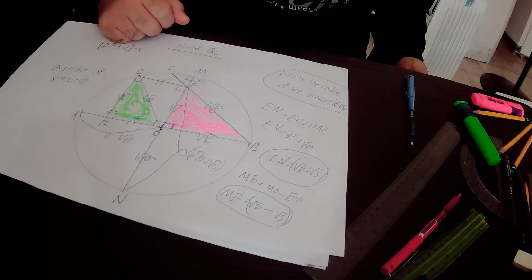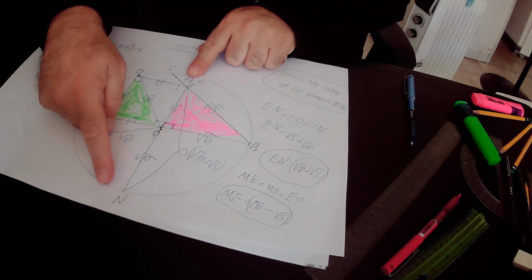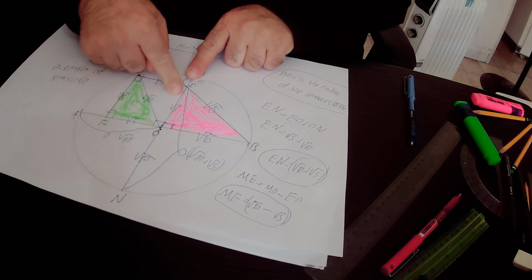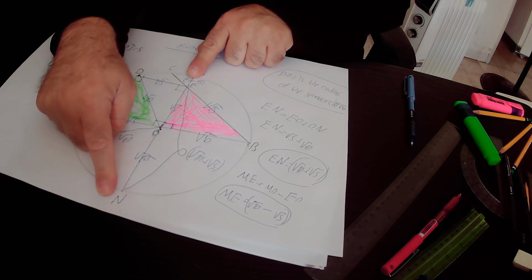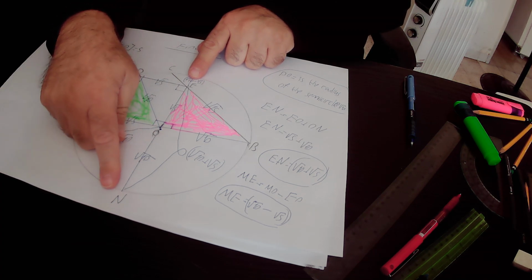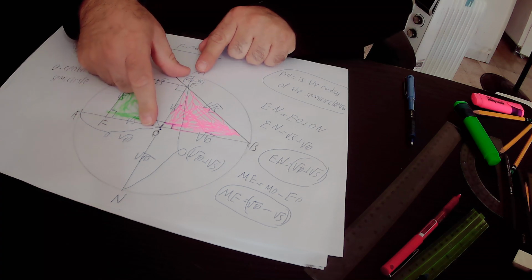Then, what is the length of line segment NE? It's very easy to see that the length of NE, or EN, equals EO plus ON.